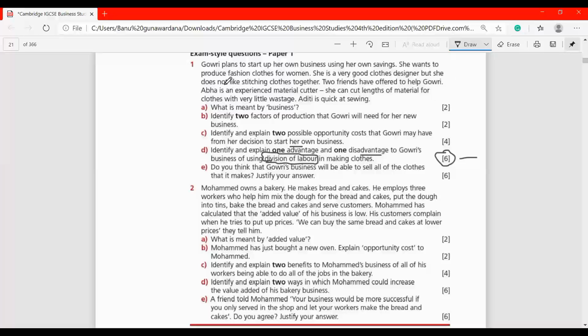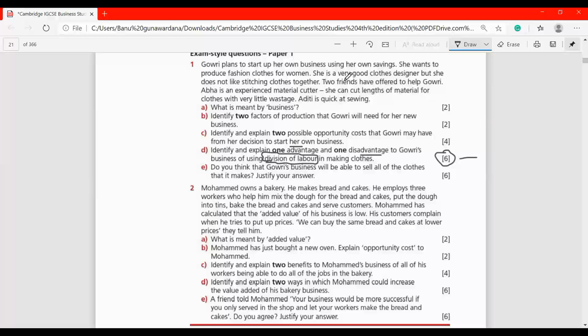Now here itself they say Abba is an experienced material cutter. So now Gauri can use Abba to cut the material, and she can use her other friend to stitch the material. Now her 2 friends are specialized in 2 specific fields. So by using this division of labor, by enabling her friends to work only on one aspect of the production process, she will be able to mitigate the cost in producing clothes for women.